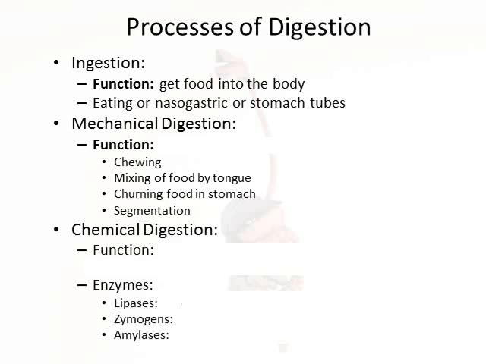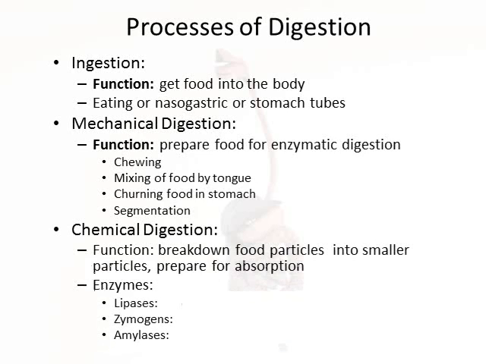And then from there, after we eat it, we mechanically digest it, and that happens throughout the GI tract, but it starts in the mouth. The function of this is to break up the food and prepare it for more enzymatic digestion, make it more available for the enzymes to interact with. So this happens by chewing, by the tongue smashing and mixing food around, by churning food in the stomach, and by segmentation, which we'll talk about what that is in a sec.